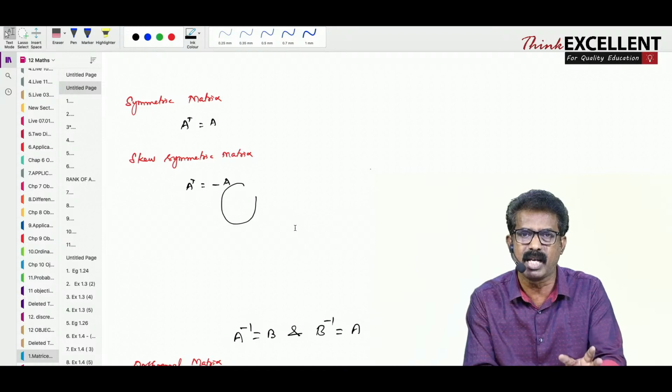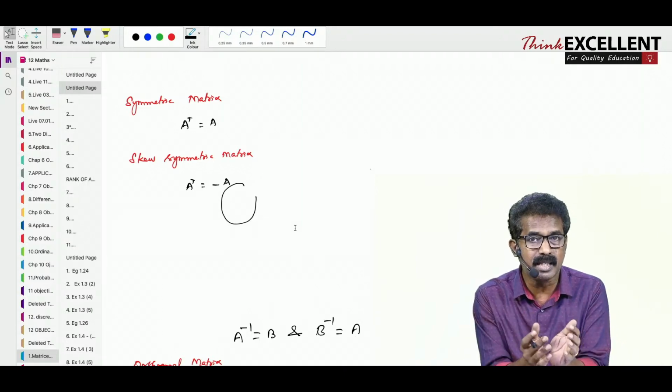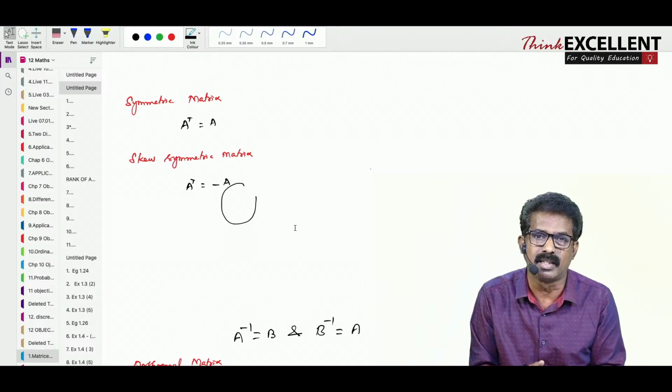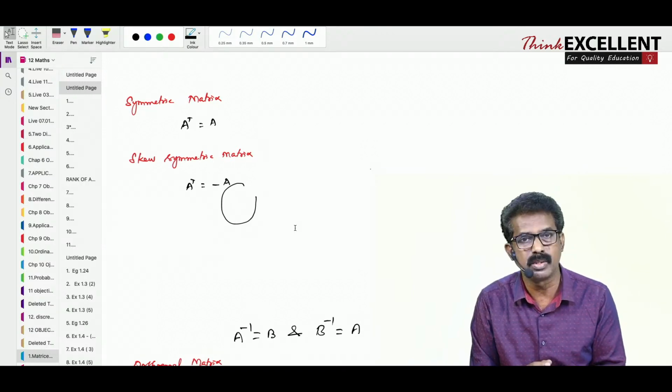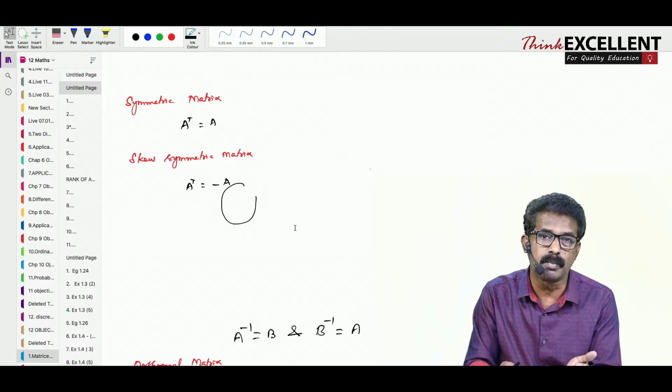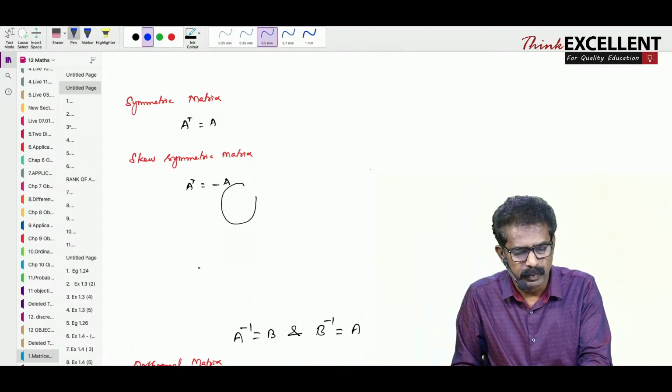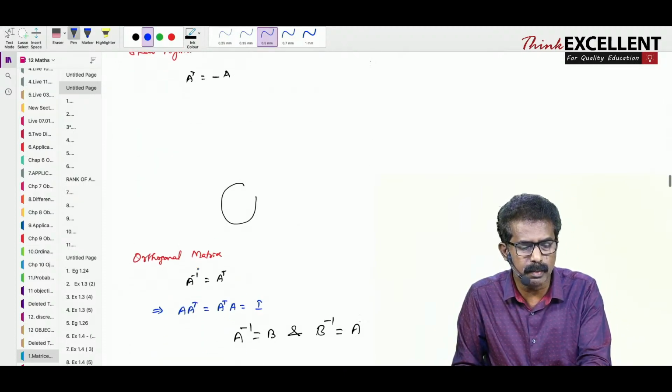If there is no change, you are getting the original matrix, then it is symmetric. Same matrix comes, but all the signs have changed, then it is what? Skew symmetric. For a skew symmetric matrix, if you look at the principal diagonal, everything will be 0. Okay? Then orthogonal matrix, another definition.